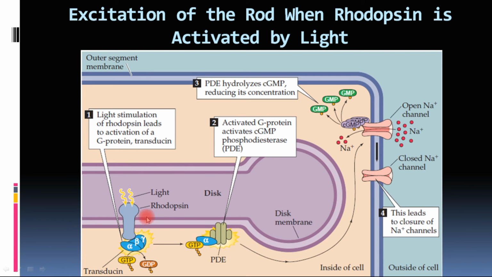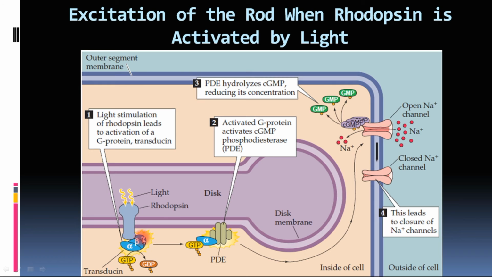The disc is made up of the extension of the cell membrane, and in that cell membrane is present a G protein coupled receptor, which is rhodopsin, as we have seen, the integral protein. And this rhodopsin is integrated with a G protein. That's why it is called a G protein coupled receptor, because it is integrated with a G protein. So that G protein's name is transducin.